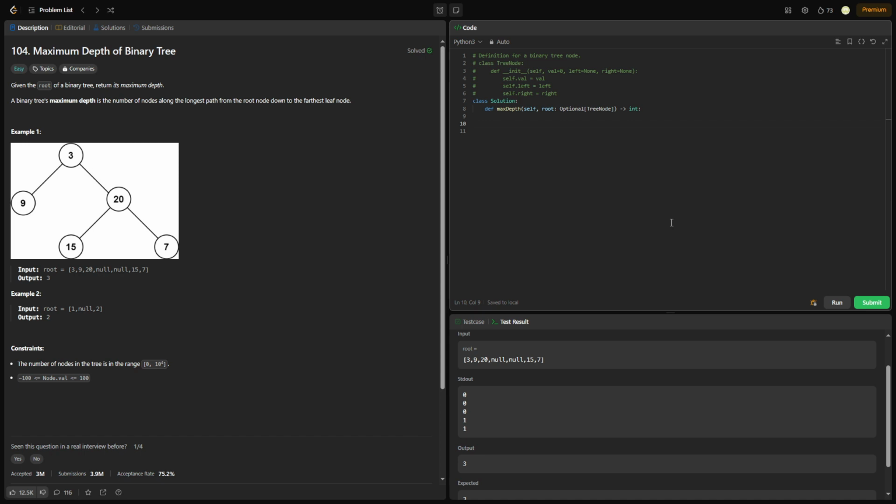A binary tree's maximum depth is the number of nodes along the longest path from the root node down to the farthest leaf node. So you just have to find the longest path essentially and count the number of nodes along the way. So you're basically finding the height, but the maximum possible height. So in this case, it would be 3.